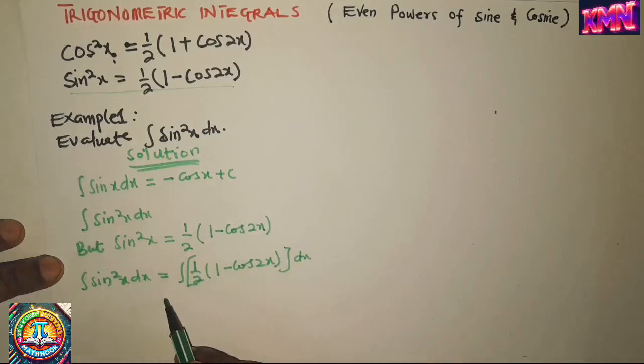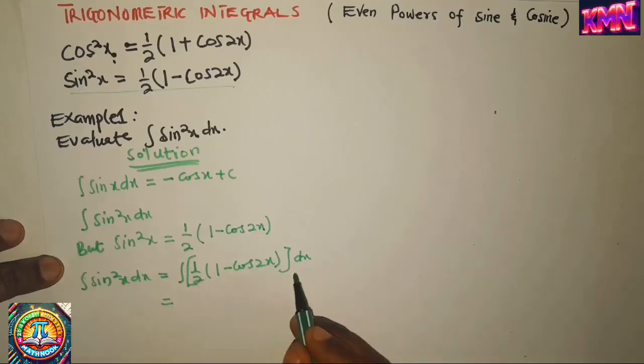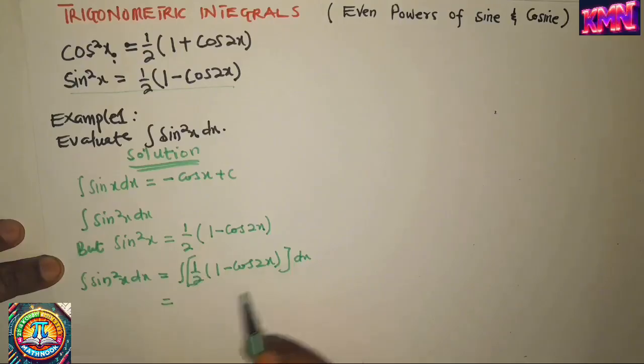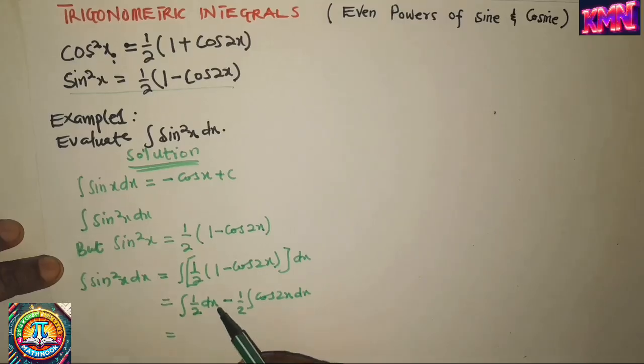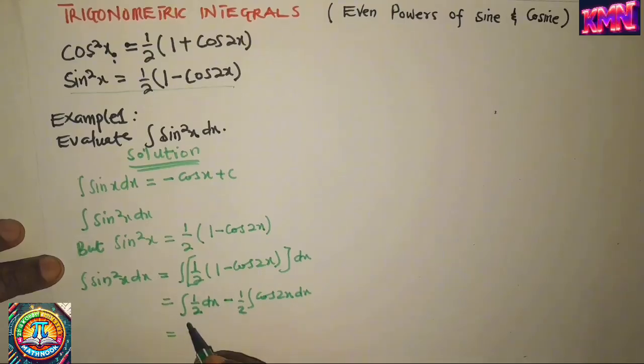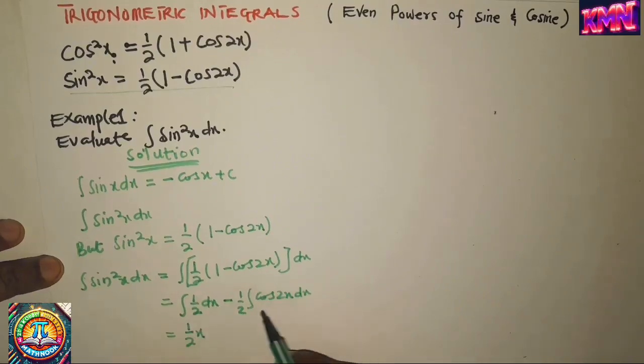dx, in which we can multiply through by this half and the variable of integration. That will give us the integral of half dx minus half the integral of cosine 2x dx. So when we integrate half with respect to x, that will give us half x. Then we need to consider this.